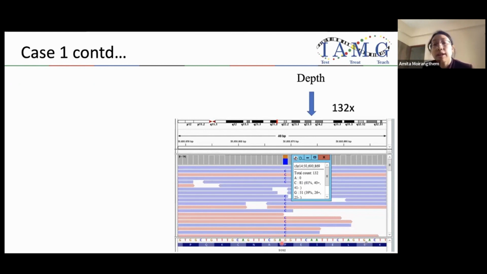So if you look here, this particular base is sequenced 132 times, and out of the 132 times, 81 is C and 51 is G. So giving a ratio of 60 to 40, which is a heterozygous call. So depth is the number of times a particular variant is sequenced, and coverage is the percentage of the gene that is covered.